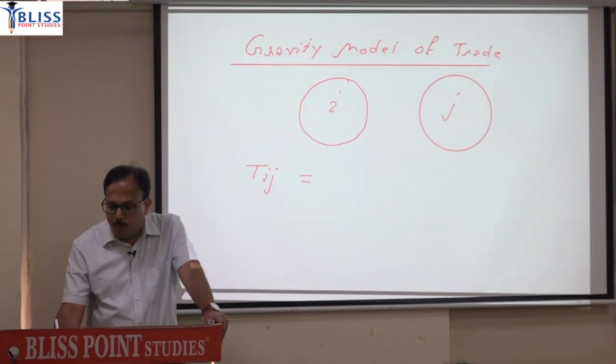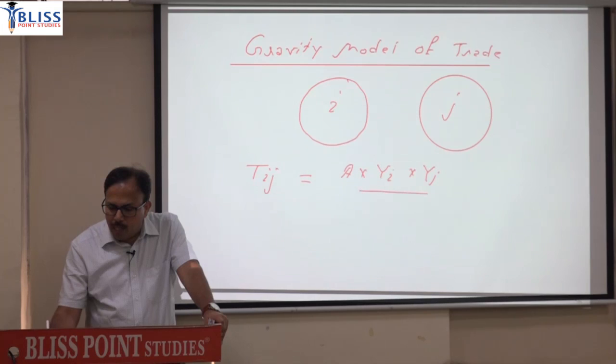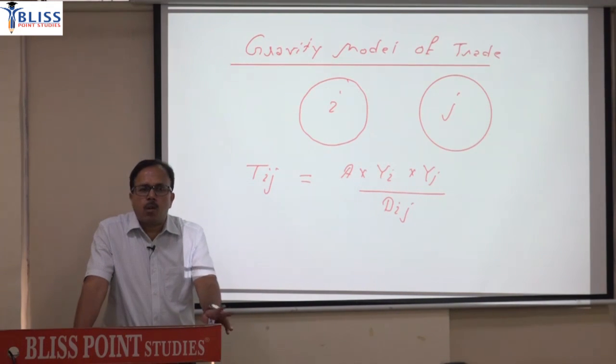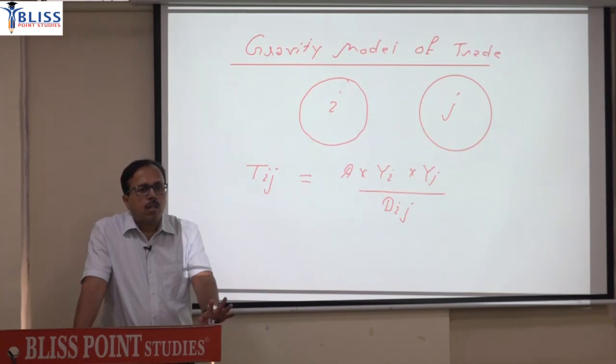It is written in the format of an equation. A is a constant number, yi is GDP of country I and yj is GDP of country J, and it varies inversely with distance between country I and country J. It is called the gravity model because of the analogy that you derive from the law of gravitation. Basically, you are applying that concept.